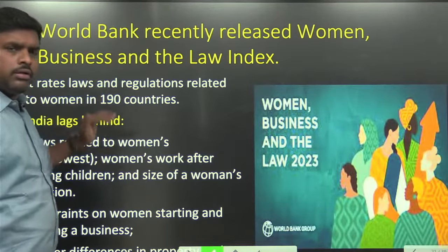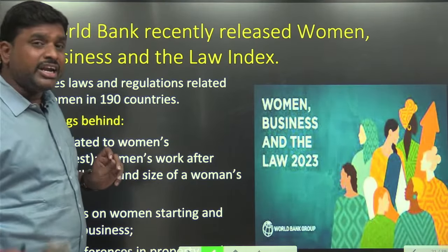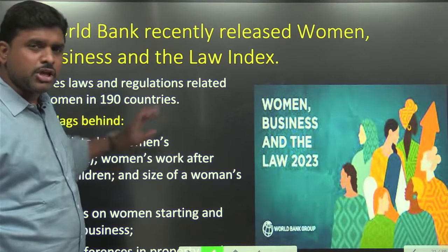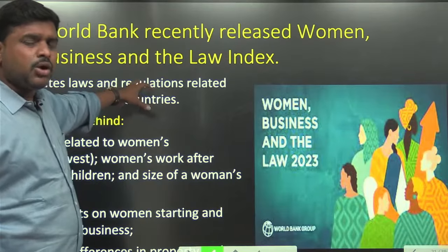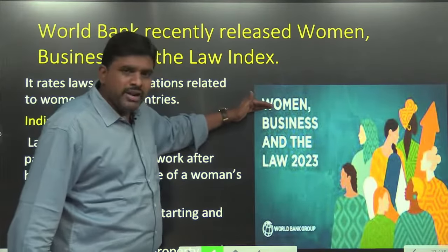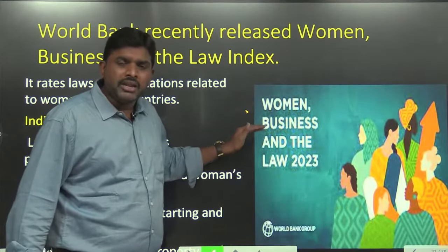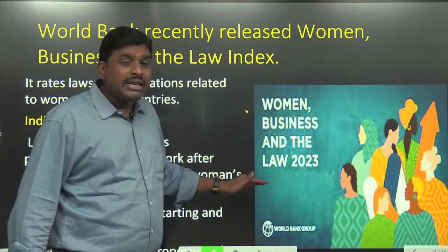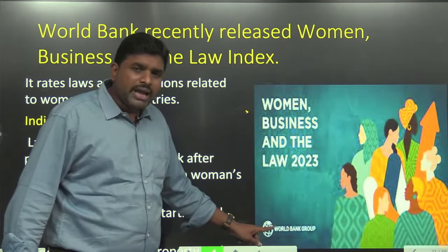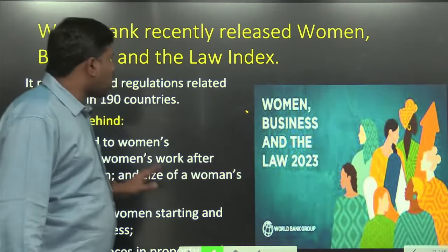Next, the World Bank. For your prelims it is compulsory to read reports and indices, and to go through report commission recommendations. In the month of March, one report was released by the World Bank, called Women, Business and the Law. From the prelims point of view, the Women, Business and the Law report is published by which organization? The World Bank Group.